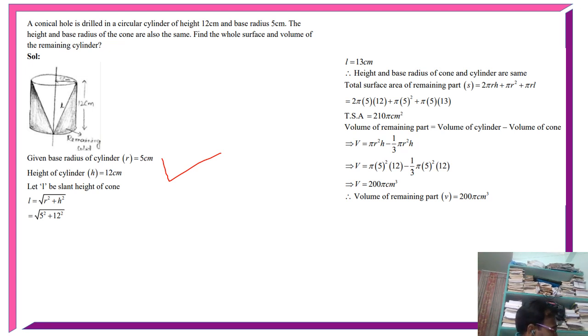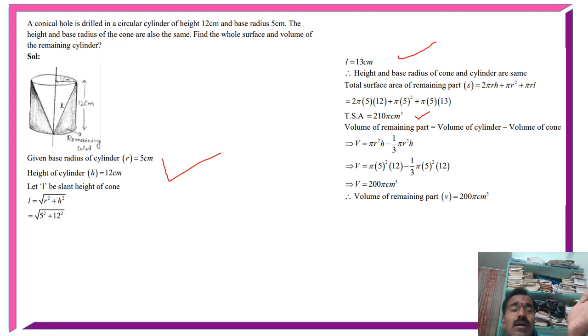CSA of conical shape is pi r l, so we need to find l by using the relation between radius and height, that is root over r square plus h square. We got 13. So the height and base radius are given. 2 pi r h is the CSA of the cylinder. Pi r square, here the base is closed, so pi r square is included. Pi r l is the CSA of the cone. The above part is open. TSA equals, if we substitute and simplify, we get 210 pi centimeter square. That is the TSA of that solid.